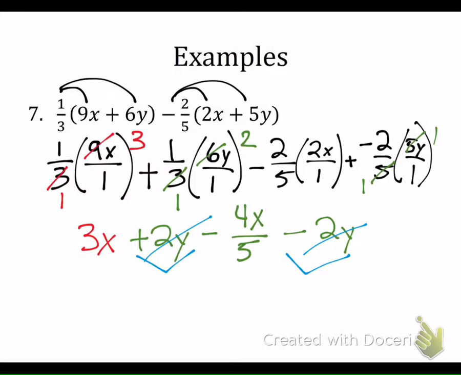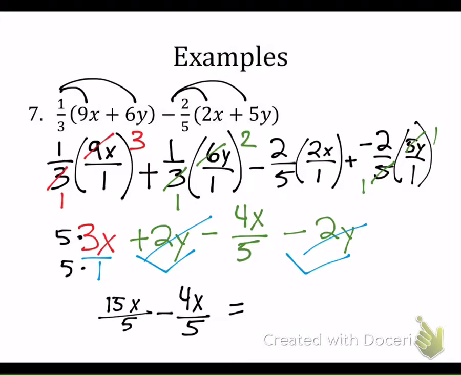What can I do with the x's, though? Add them together. How do I add them together? Yeah, we need to get the 3 to have a common denominator. So I'm going to put it over 1, and then I'm going to multiply top and bottom by what? 5. So I have 15x over 5 minus 4x over 5. What does that give me?